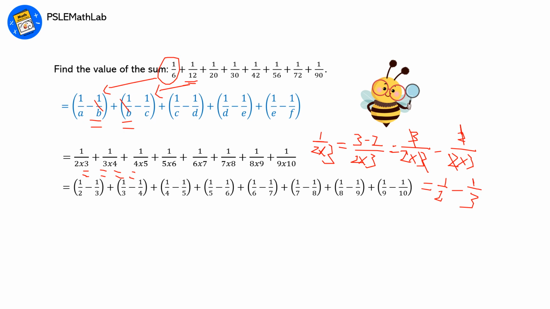And here we are going to cancel the terms: minus 1 third plus 1 third, minus 1 fourth plus 1 fourth, and so on and so forth, until we are only left with the first term minus the last term. So here it equals 1 divided by 2 minus 1 tenth, which equals 5 divided by 10 minus 1 divided by 10. So it's 4 divided by 10. Then we divide by 2, which is 2 divided by 5.